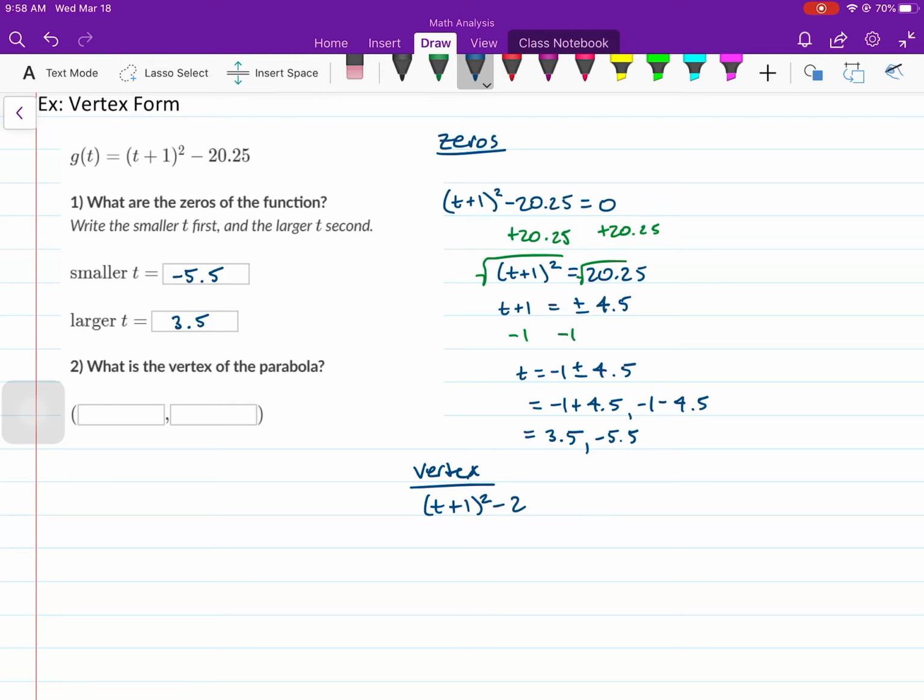If you have t plus 1 squared minus 20.25, where would our graph go? Well, we know it would go to the left 1, so we have the input coordinate at -1. And it would go down 20.25, so it would have the output coordinate at -20.25. So that's going to be the coordinates of our vertex. Once again, notice it's the opposite of the inside, but the outside.